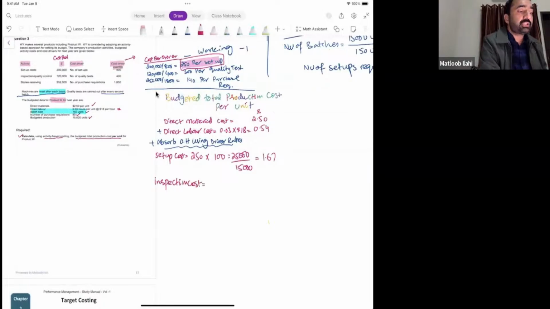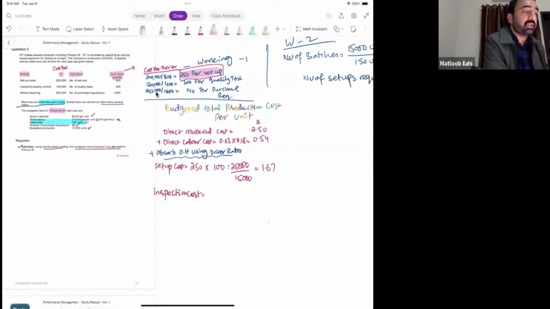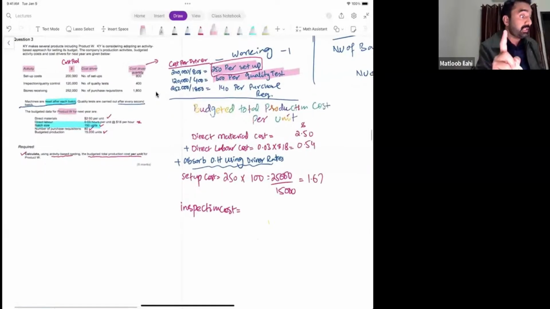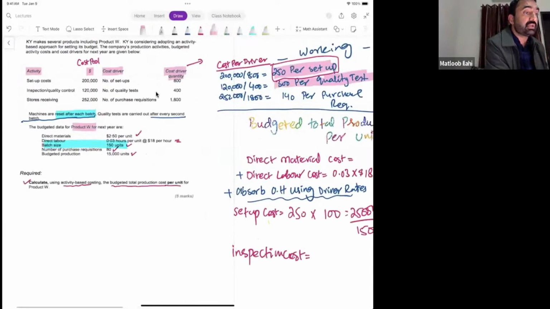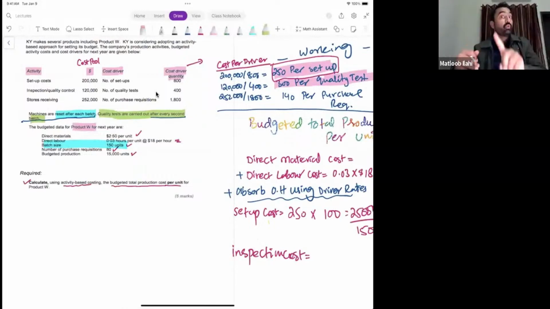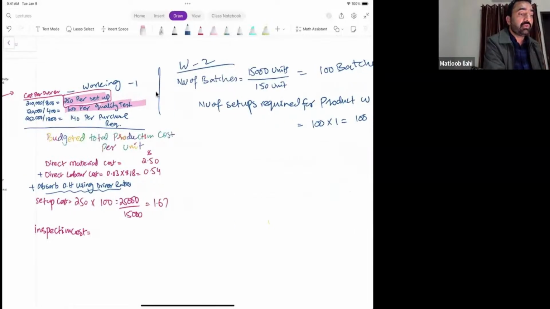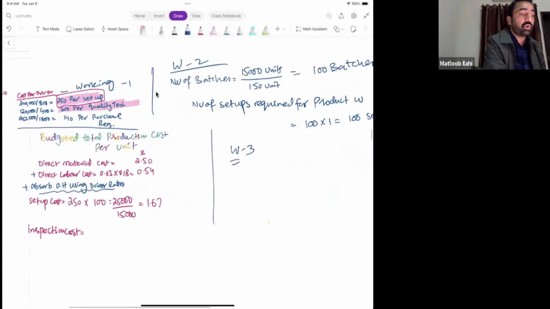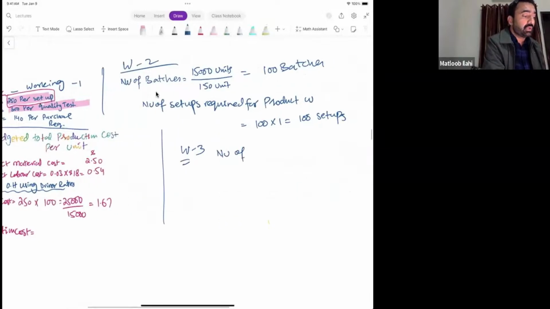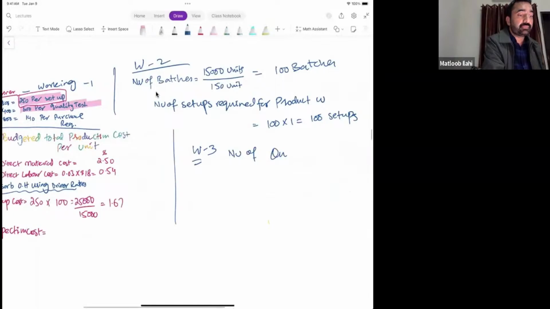Inspection cost. Its driver rate is $300 per quality test. So we need to know how many inspections will be required. For this, we need to look at this data. Quality tests are carried out after every second batch. After every second batch, one quality test is required. Okay, we can do this working here. Working 3, number of quality tests.